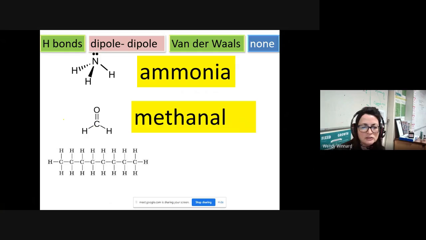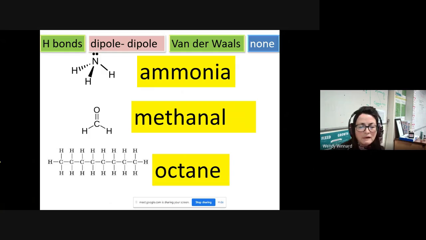Okay, so let's look at 3 molecules here. We've got ammonia, methanol, and octane. And we need to decide, are the forces between these molecules hydrogen bonds, just permanent dipole-dipole attractions, van der Waals, or none of the above? So I'm going to walk you through this and you're going to go, did I get that right or didn't I? I'm not going to ask for audience participation in this. I'm going to leave this up in case you don't get it.